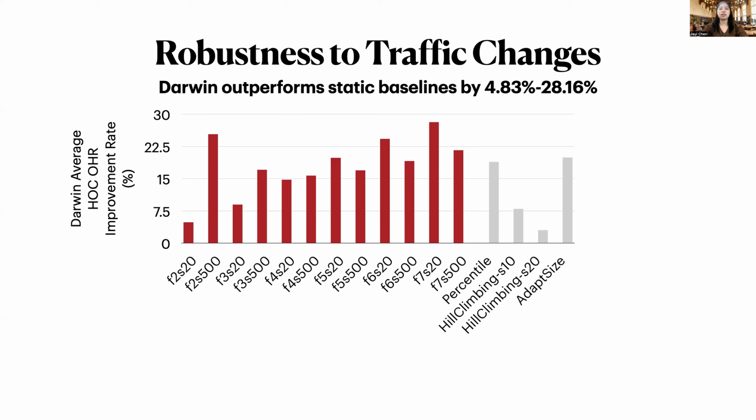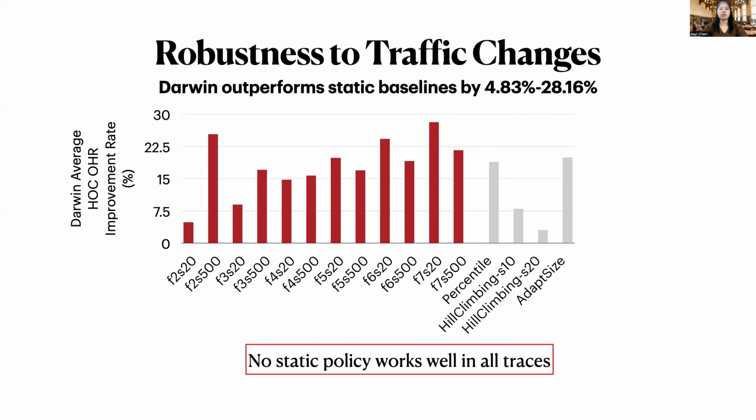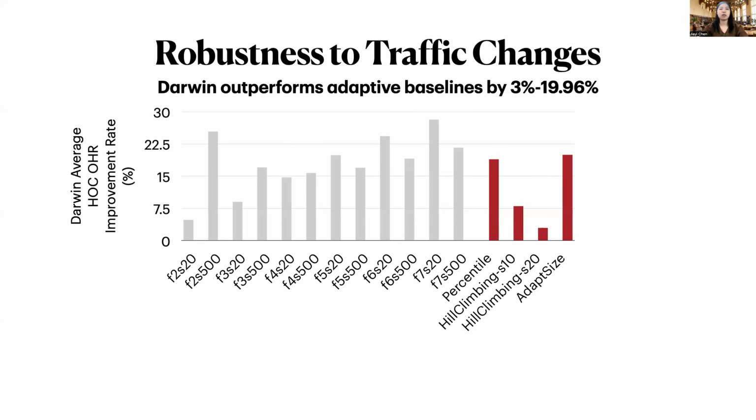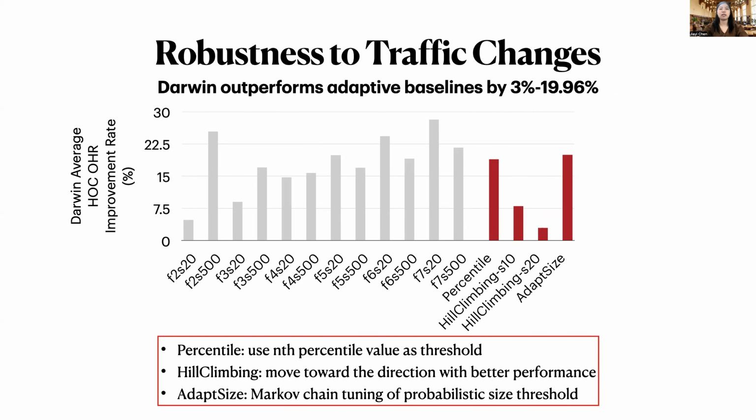On the x-axis are the various baselines we compare with, and each bar shows the average improvement in Darwin's hot cache hit rate relative to the respective baseline. Darwin outperforms the static baselines because no static policy works well in all traces. For the 3 adaptive baselines listed here, percentile uses nth percentile values as threshold. Hill climbing runs 2 shadow caches with opposite directions of threshold changes for each threshold, and moves toward the direction with better performance on each update. AdaptSize uses Markov chain tuning of a probabilistic size threshold.